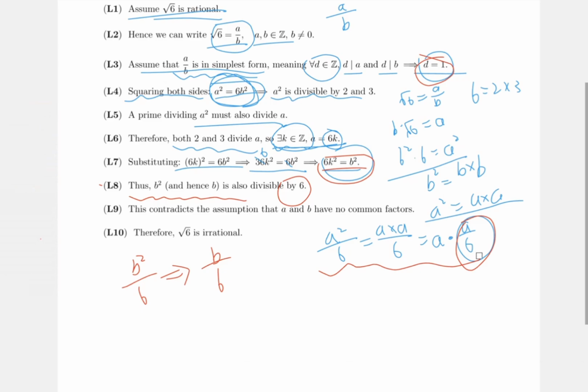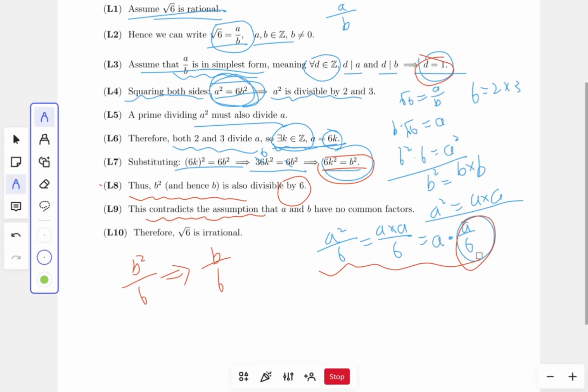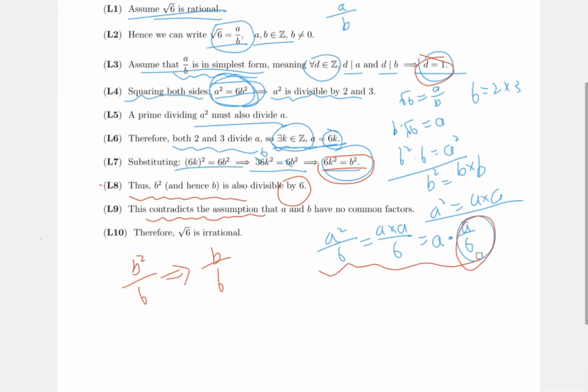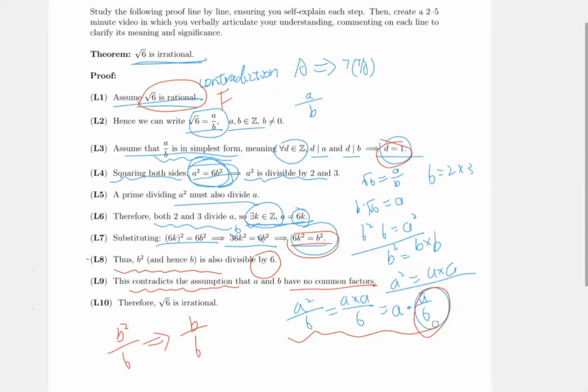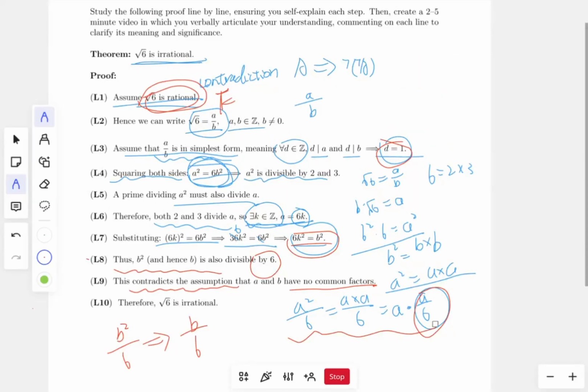Therefore, this contradicts the assumption that a and b have no common factors. And due to the logic we learned, if this statement is false, then the negation of this statement, which is this, should be true. So we got the conclusion. Therefore, square root 6 is an irrational number, which is true.